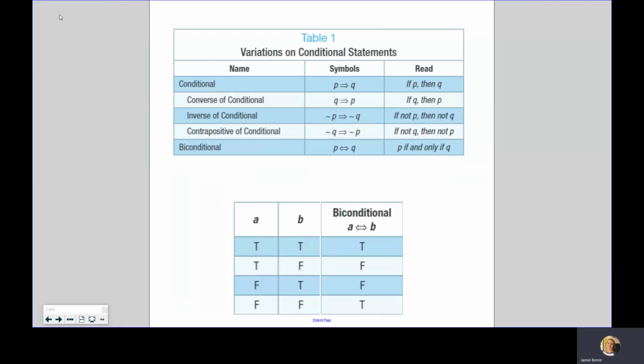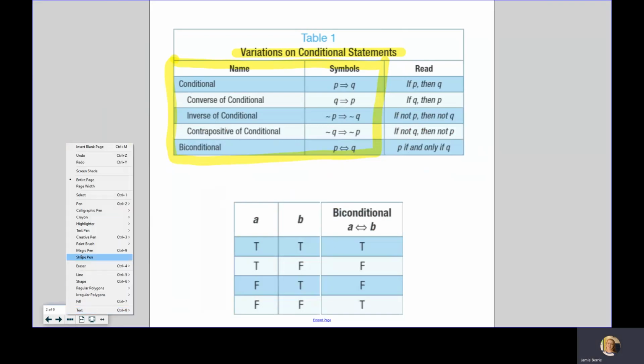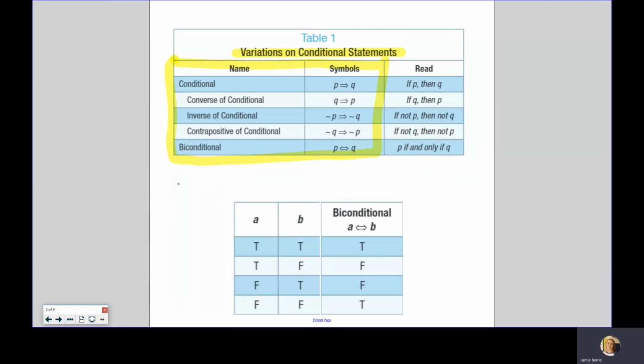The top table you see is variations on conditional statements. The part of this table that's most important to write down is these first two columns. And again, these are variations on conditional statements. And then the last column over here is just how you read them. And then at the bottom down here, we have the truth values. So this is like the rules for the truth table when you're dealing with a biconditional statement.